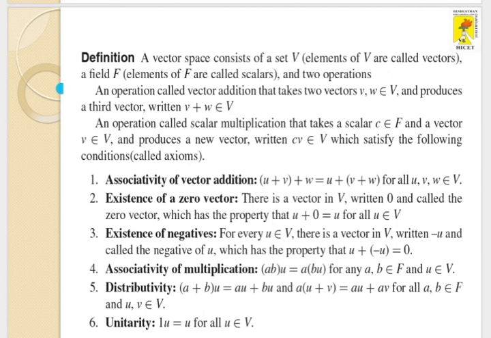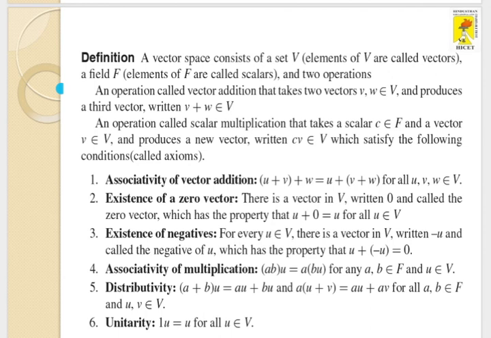Next, third property is existence of negatives. For every u belongs to V, there is a vector in V written as minus u and called negative of u, which has the property that u plus minus u equal to 0. Fourth property is associativity of multiplication, that is nothing but (ab) into u equal to a into (bu) for any a, b belongs to F and u belongs to V.